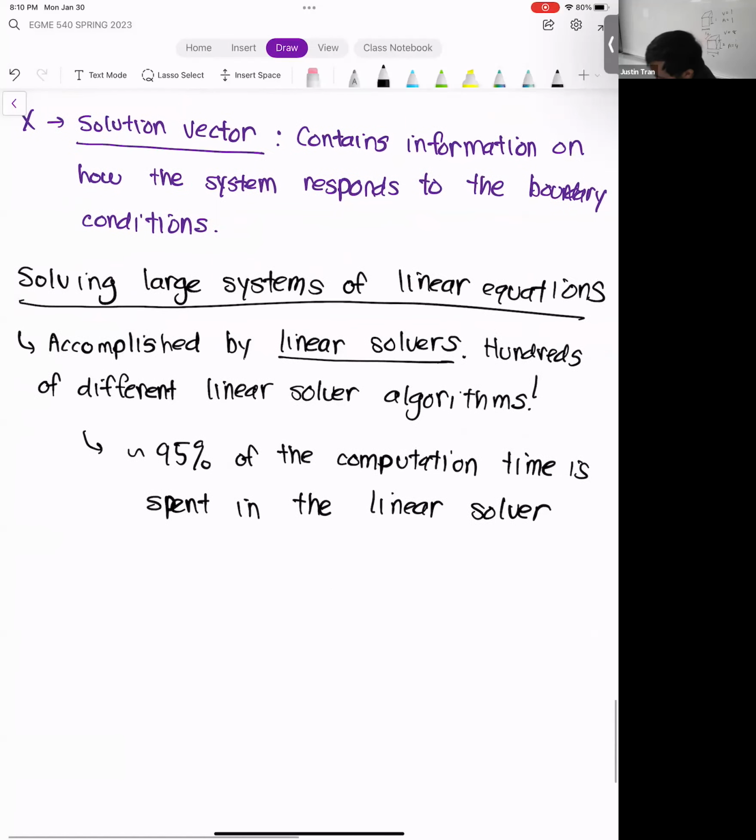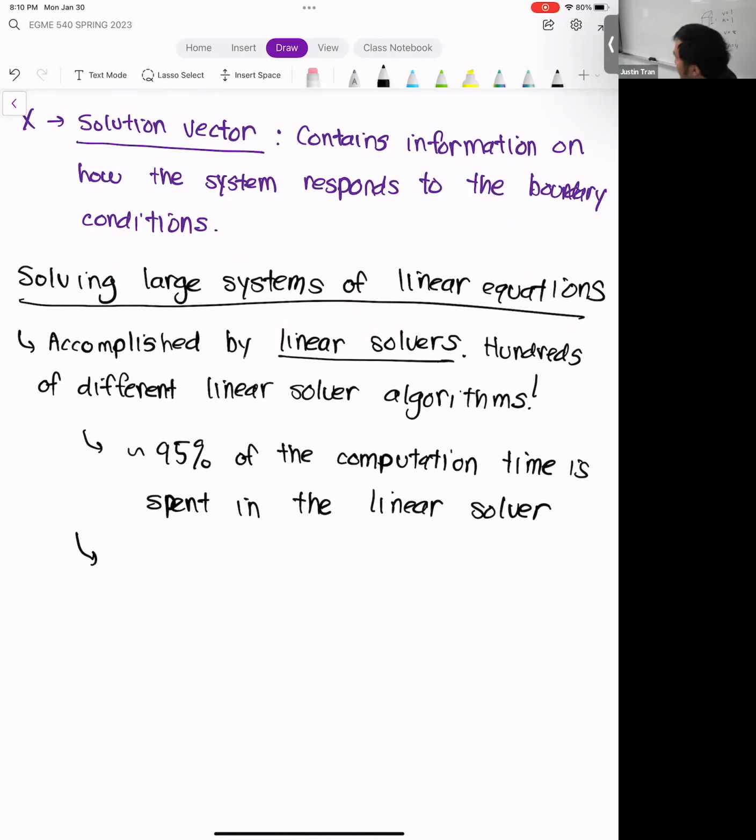We're not going to go into linear solver theory. That's a class all on its own, maybe three or four different courses depending on who you talk to. But for you as a user of ANSYS, it's good to know two different categories of linear solvers. The first category that we'll talk about is called the direct solver.